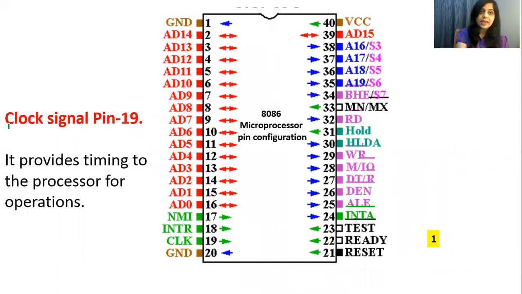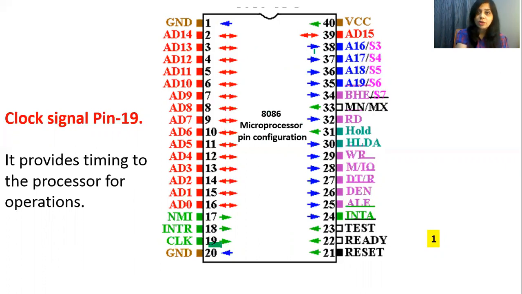Now next is the clock pin, which is pin number 19. So this is our clock pin. Here you can see that the arrow is incoming. So this is an incoming pin, meaning data is flowing from the outside world towards 8086. There are multiple pins and everywhere these arrows are shown. So what do these arrows indicate? Arrows indicate the direction of data flow.